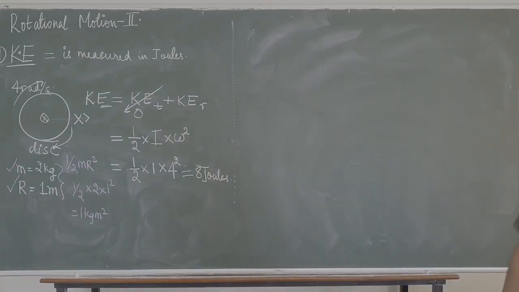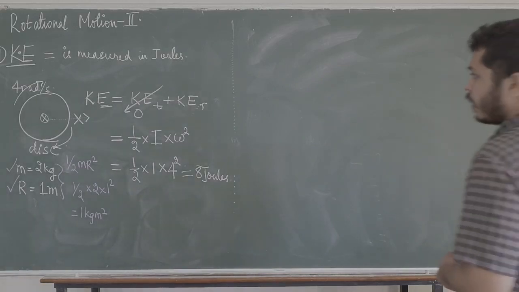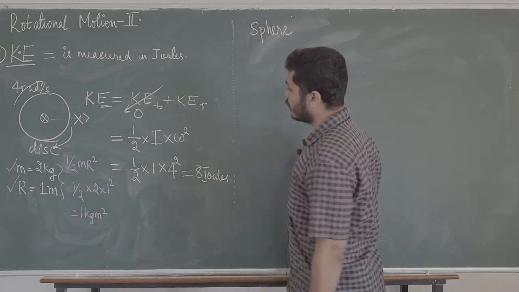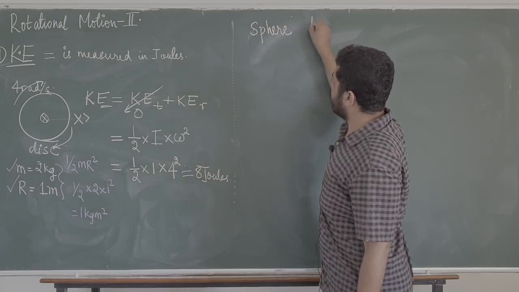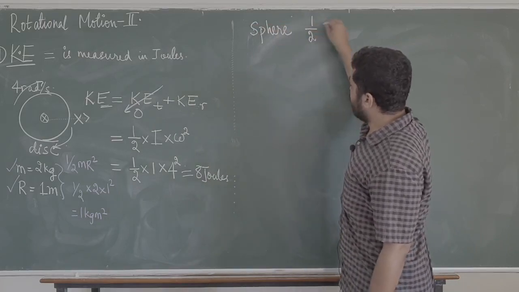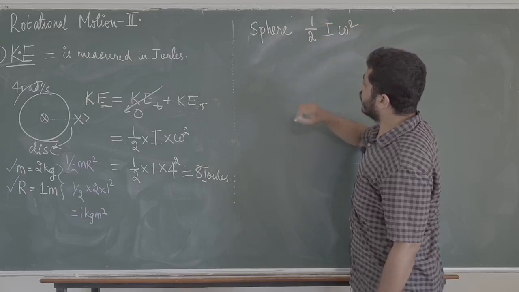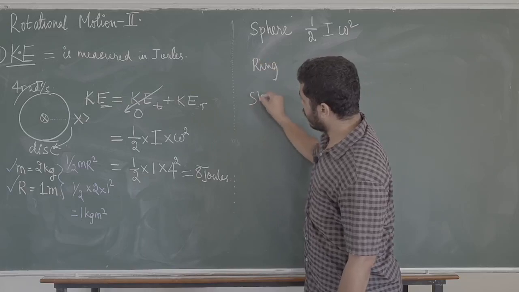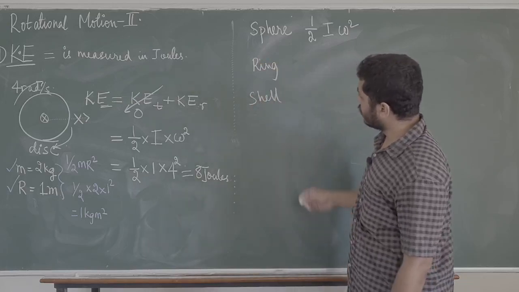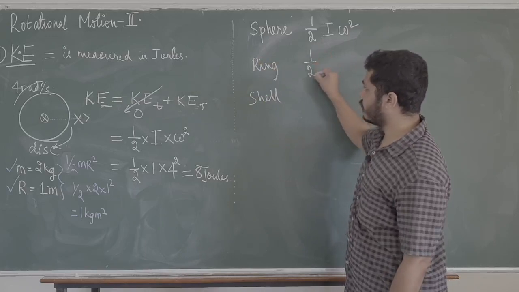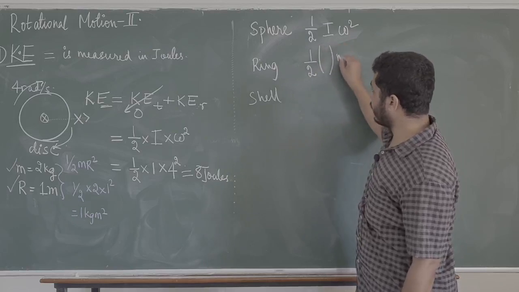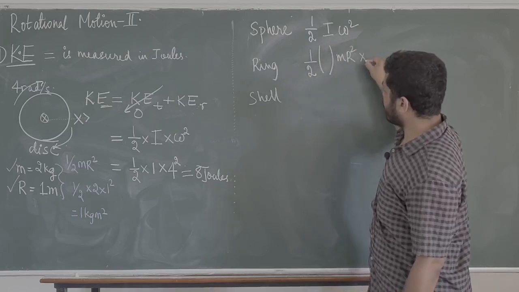In this case, if you take different objects, if you take a disk, you take a ring, you take other things. For example, let's take a sphere. Let's take a sphere. What will change? Kinetic energy is always half I omega square. If you take a sphere, or a ring, or a shell, or anything else, if you take a rod also, what is going to change? Half will stay as half, it will not change. I will be some number multiplied by mr square and then multiplied by omega square.